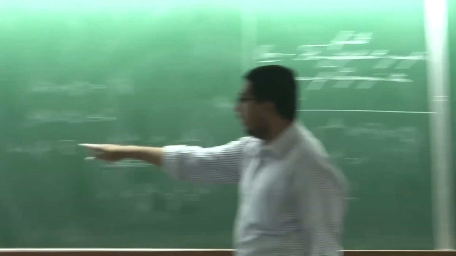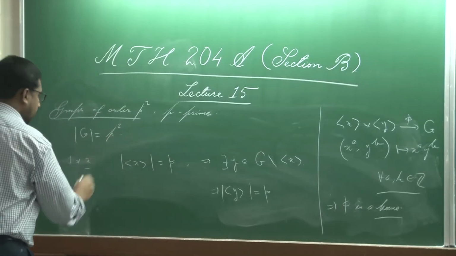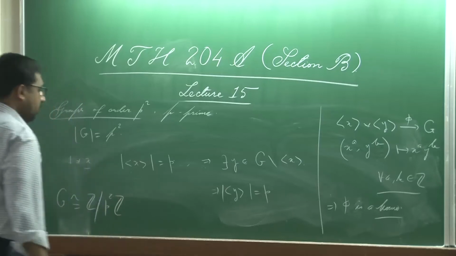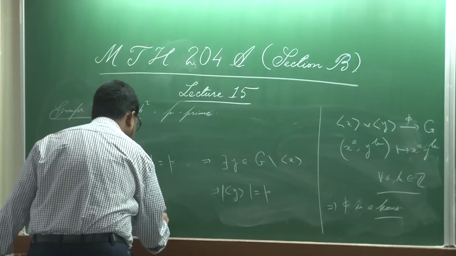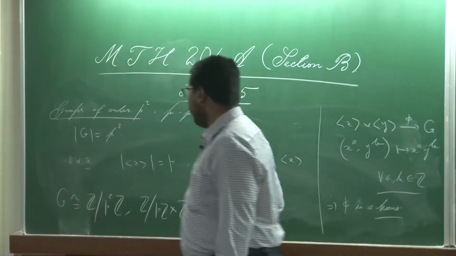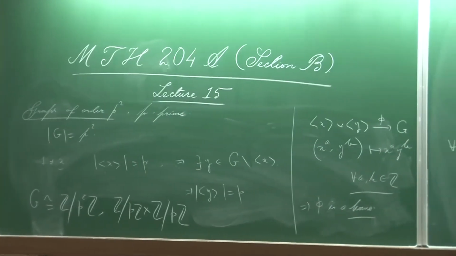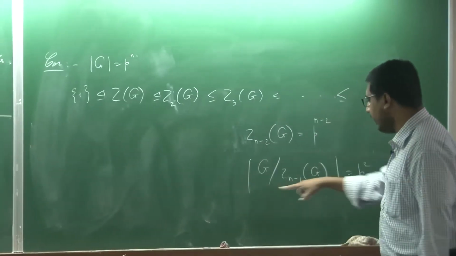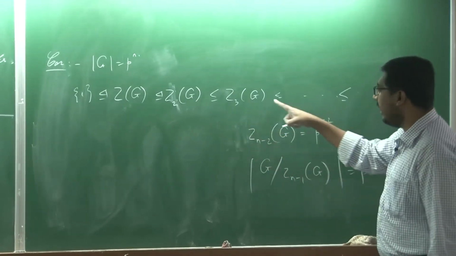So we have in fact proved that if G has order p square, then either G is cyclic, that is isomorphic to Z modulo p square Z, or it is isomorphic to Z modulo pZ times Z modulo pZ. So every group of order p square must be one of these two. So in particular they are abelian. Since this is abelian, its center is the whole group, therefore once you take it back, you will get the entire group G.